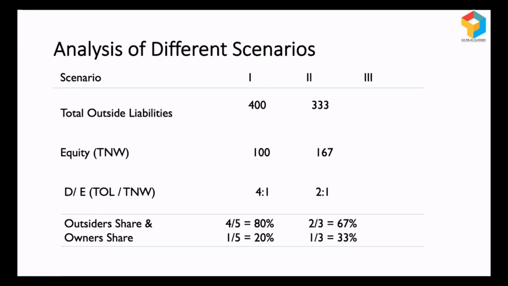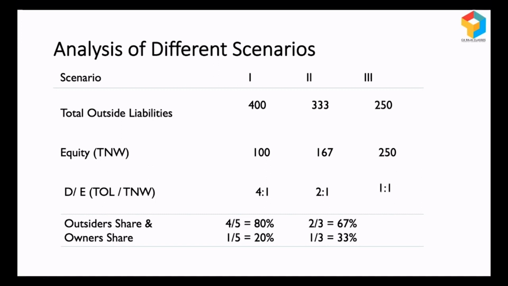And for me, this scenario is much better than the first scenario, because here the outsider share has come down. Okay, it means the fixed cost for the business will come down. The financial risk is coming down. And owners are contributing more. In scenario 1, owners contributed only 20%, but here owners are contributing 33%. When will owners contribute more? Only when they have more confidence in their business. I'll take you through scenario 3, where total outside liabilities is 250 and equity is also 250, so it's equal, and if I calculate the debt equity ratio, 250 by 250, I get it as 1:1.